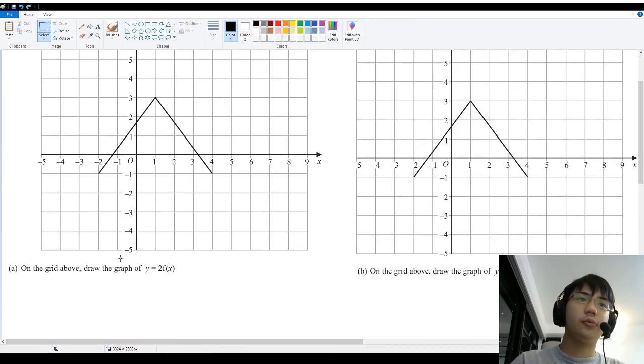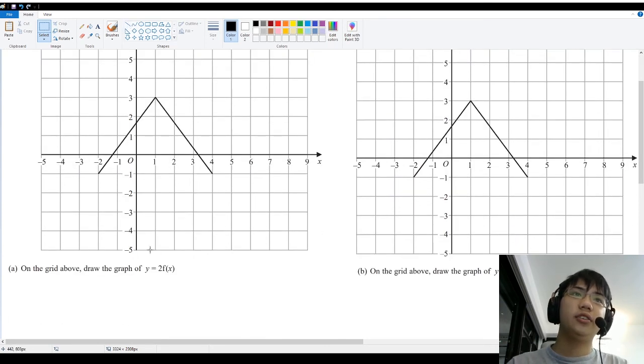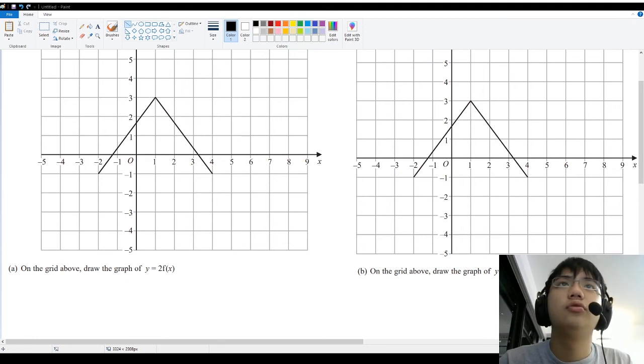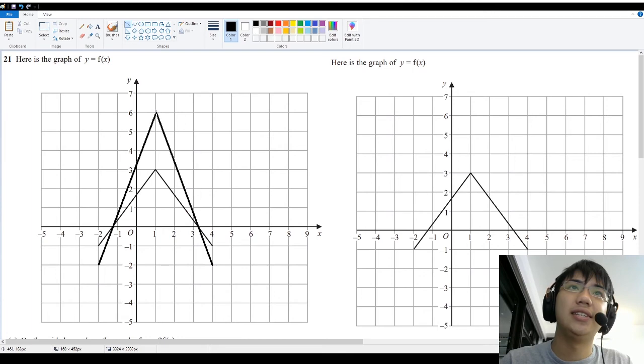So for part A, 2f of x would be a vertical stretch of 2. So from 2, negative 1 you'll get to 2, negative 2. So you get down to here. Then 1, 3, this point here. 1, 3 would now be 1, 6. So you have this. And then the mirror image is for this side. So 4, negative 2 instead of 4, negative 1, all the way up to 1, 6.